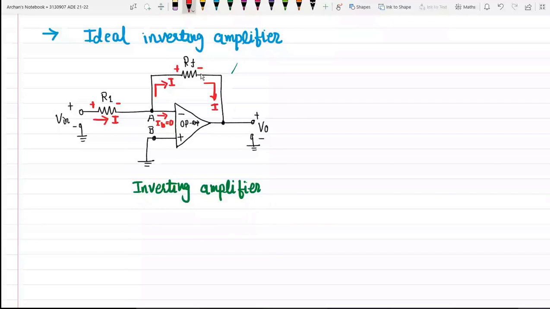Right? Now let us try to find out the different parameters of this circuit. Here the first concept: the input current is equal to 0. That is what we have seen.